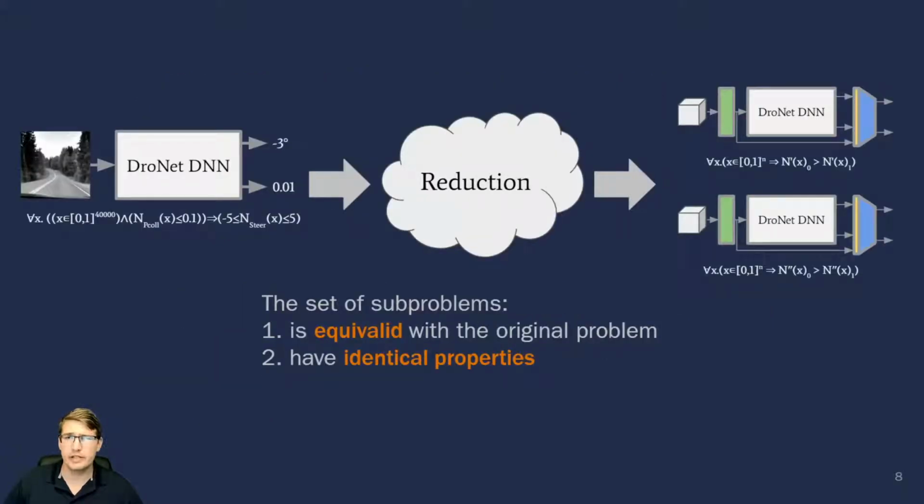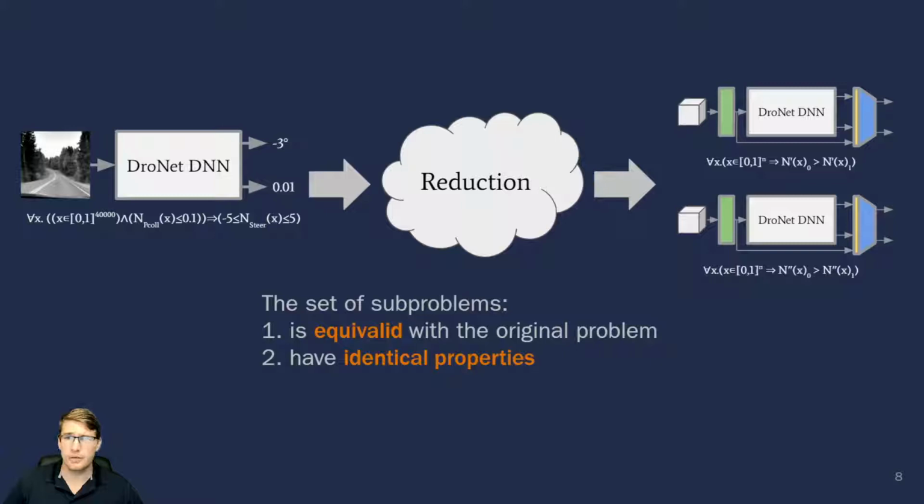Our reduction takes in a DNN and a property, which we refer to as a correctness problem, and produces a set of correctness problems, each with a modified version of the original DNN and a robustness property. The reduction has two key properties. First, the set of robustness problems produced by the reduction is equivalid with the original correctness problem. If a violation exists for the original problem, then a violation will exist for at least one of the new subproblems. And if no violation exists, then none of the subproblems will have a violation.